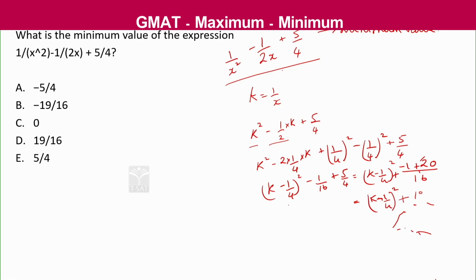plus 20 minus 1 is 19 divided by 16. So this whole square, the minimum value that it can take will be 0. So the minimum value of this expression will be 0 plus 19 divided by 16, which is equal to 19 by 16, is the minimum value that this expression can take. That is, the answer is option D.